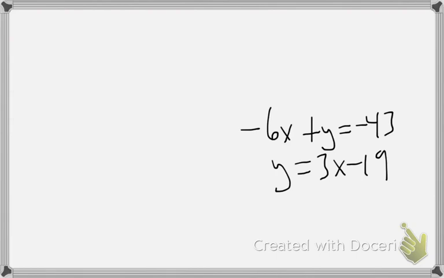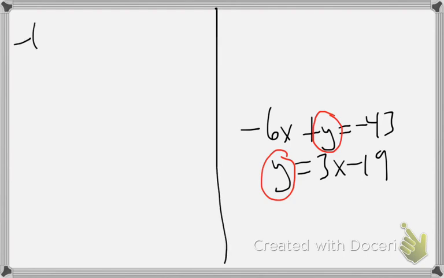Y is our isolated variable, and it is right here. So step one in substitution is I'm going to rewrite this top equation. I'm going to do that on this left side here. So negative 6x plus, so all I'm doing at this point is just copying this equation. Negative 6x plus, but when I get to the y, I'm going to substitute in everything that it is on the right side. And when I substitute every single time, I must use parentheses.